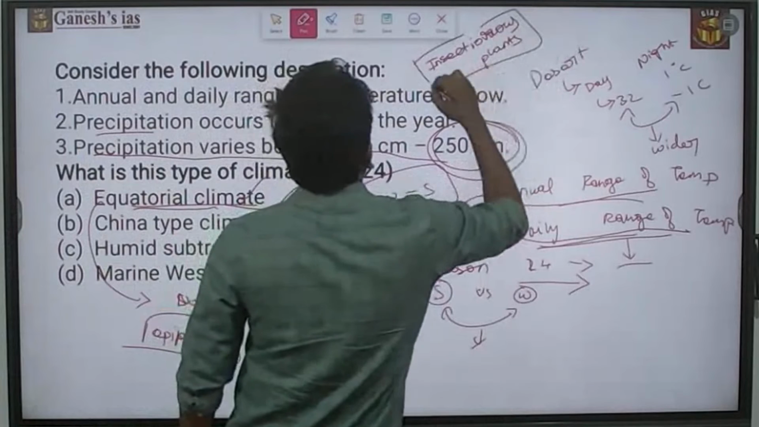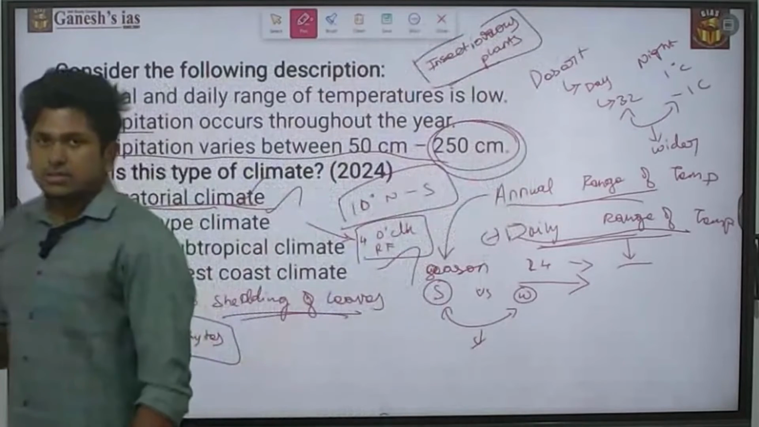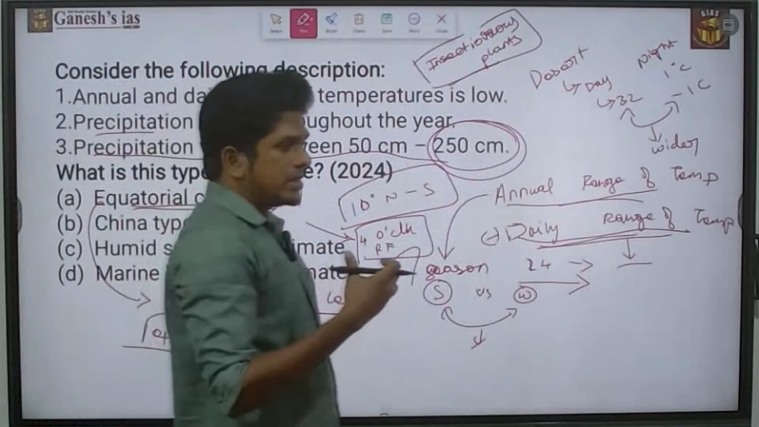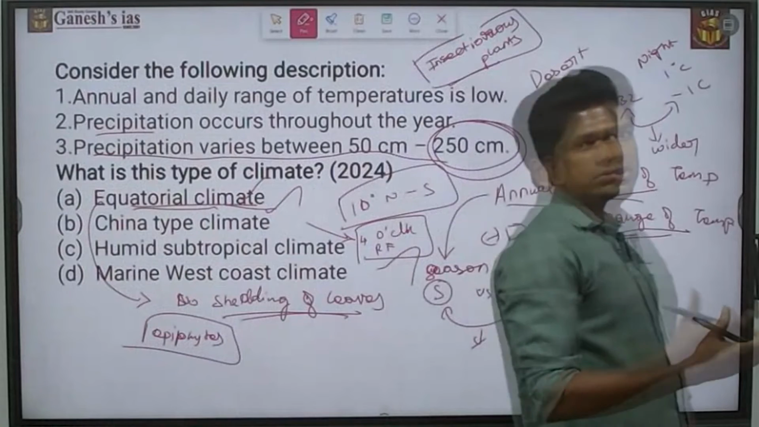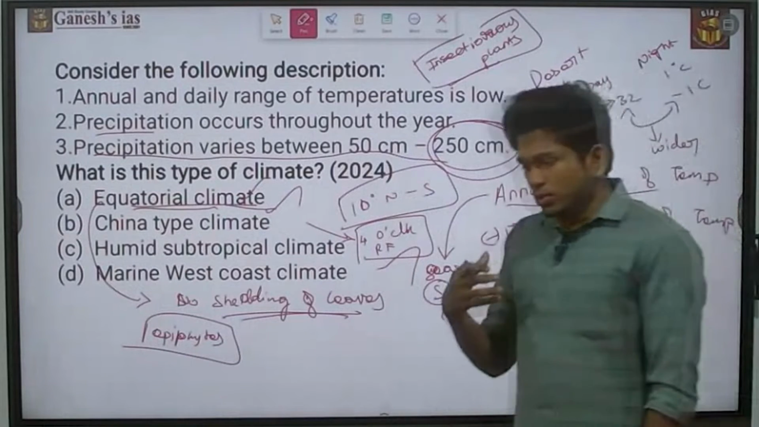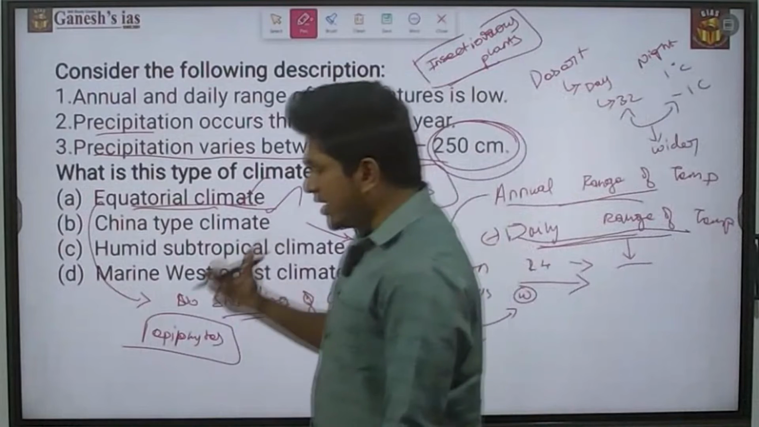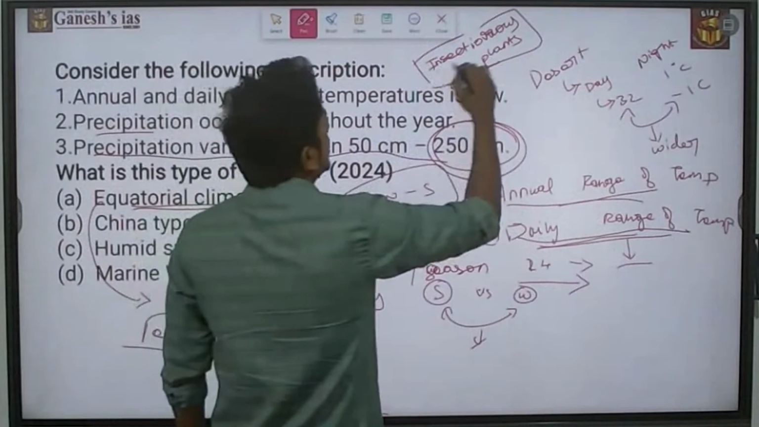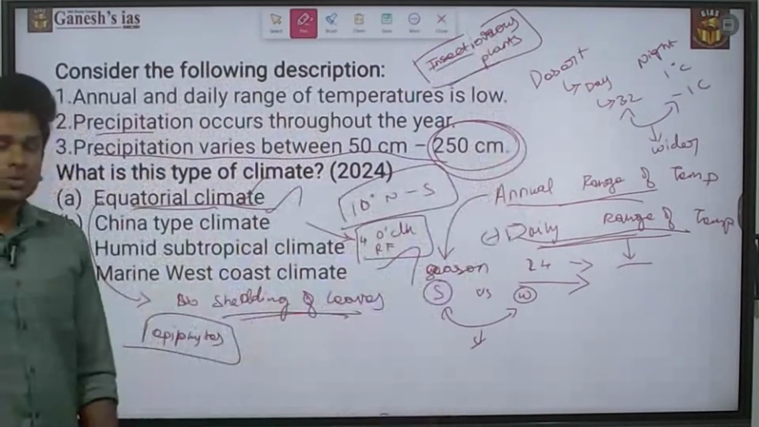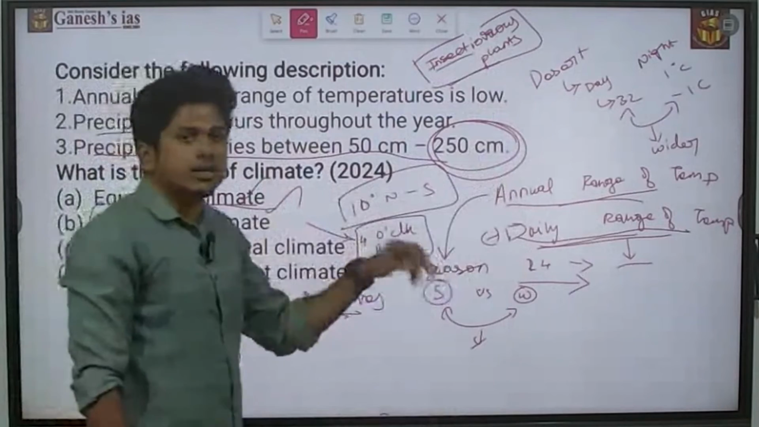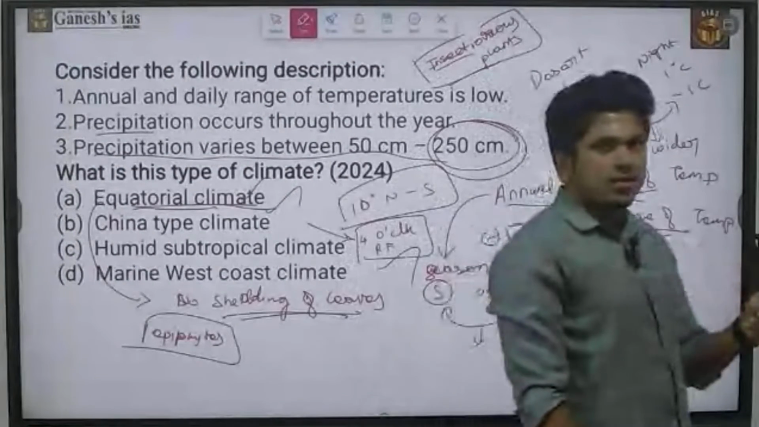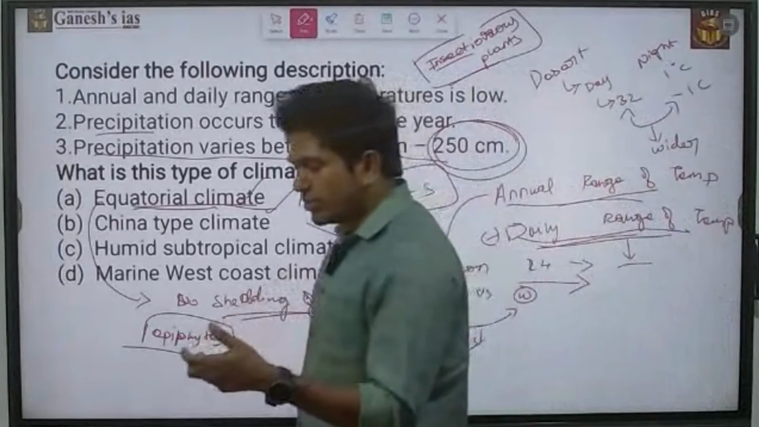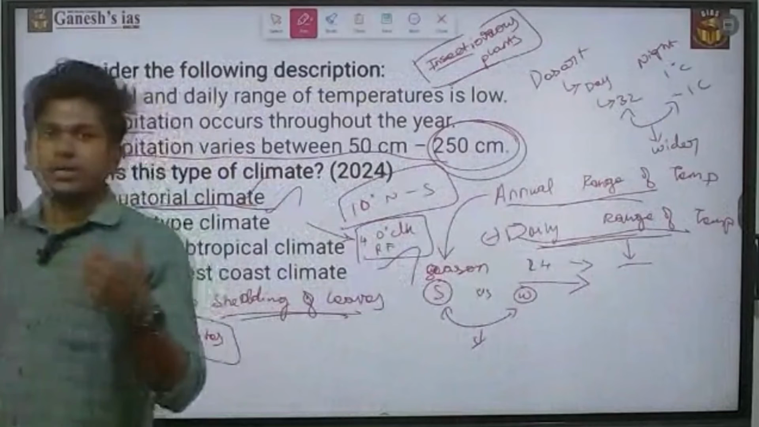Due to the continuous rainfall, the most needed soil nutrients like nitrogen are lost due to erosion. To cope with that, the plants need nitrogen for their development. For that, they will go hunting for insects. So insectivorous plants will be there in the equatorial climate. These are certain uniqueness of the equatorial climate. Based on that, they will ask you to decode the climate. So please make a note of it.